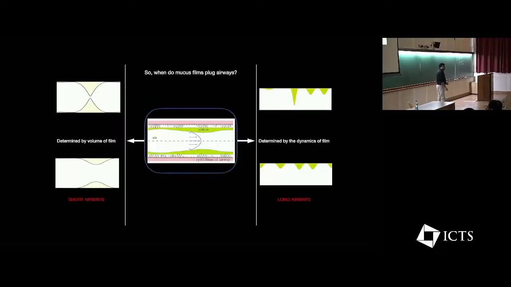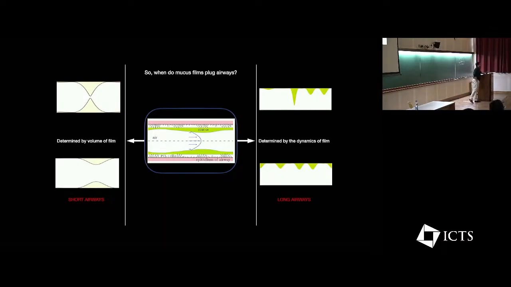So finally, when does the mucus film plug? If we are talking about a short domain, then the entire thing is determined by equilibrium. But when we have a long realistic domain, this is governed by the dynamics of the film. Thank you. We will take a few questions.